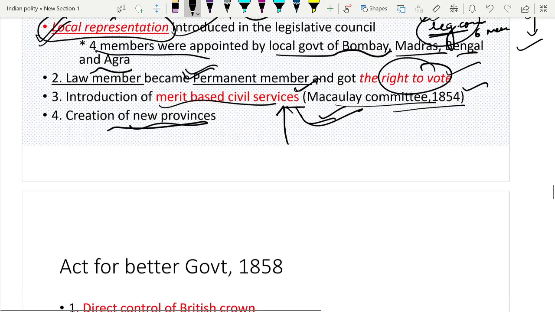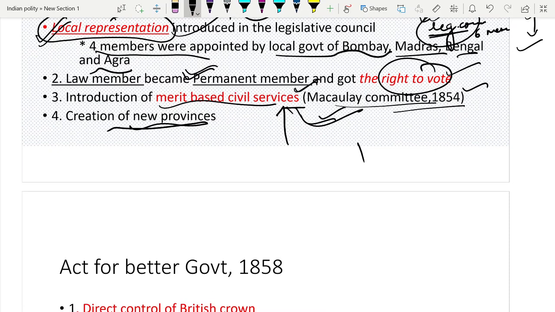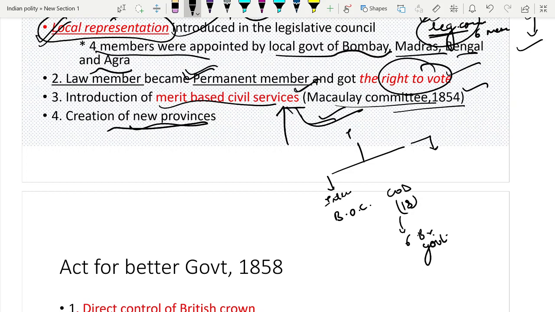Okay, so now the overall administration was looking like this. In case of internal administration, I'll say there were 2 bodies, BOC and COD. So now COD were 18, and out of them 6 were to be appointed by the British government. This is the internal administration.